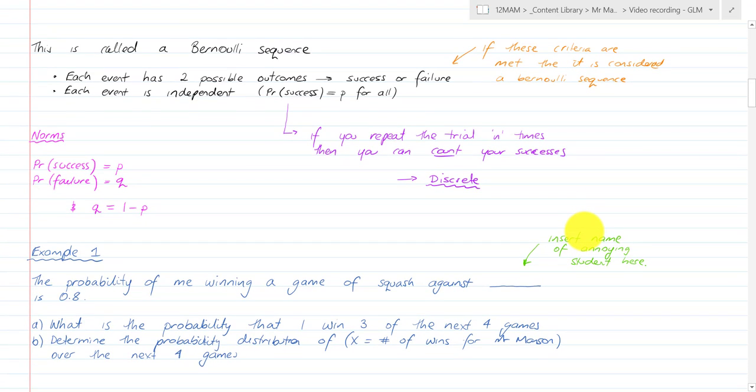This is a bit of a summary. This event is called a Bernoulli sequence. Each event has 2 possible outcomes, and we are going to typically define them as success or failure. Each event is independent. That is, the probability of success equals p for all events: event 1, event 2, event 3, etc. If you repeat a trial n times, then you can count your successes, and so that means that it is a discrete distribution. Our norms are that the probability of success we call p, the probability of failure we call q, and q is equal to 1 minus p in all cases.